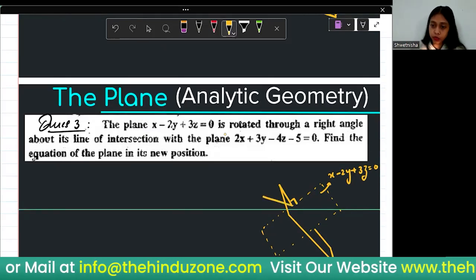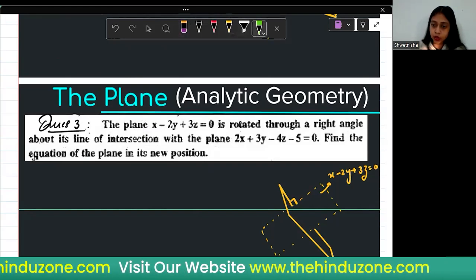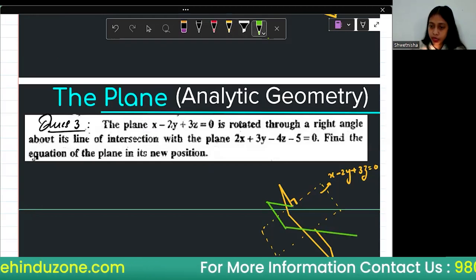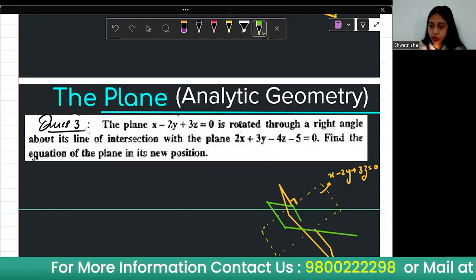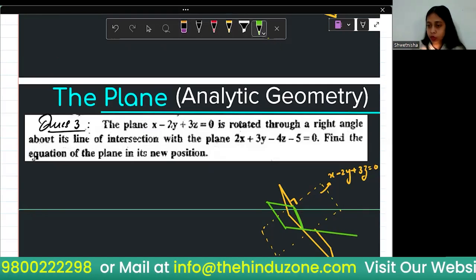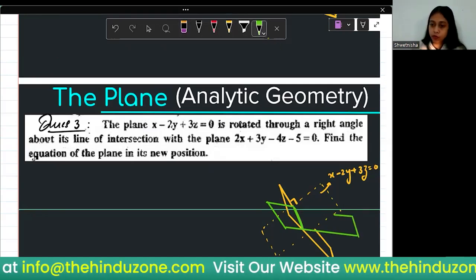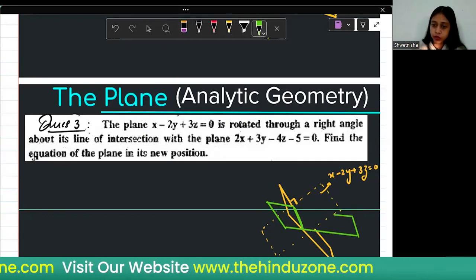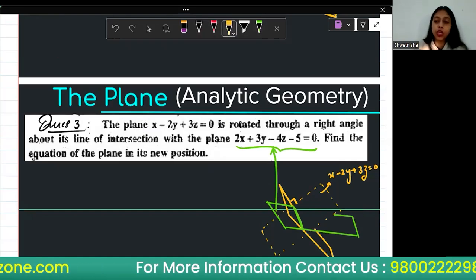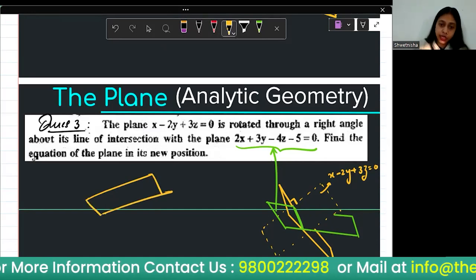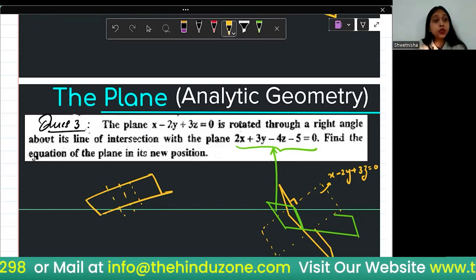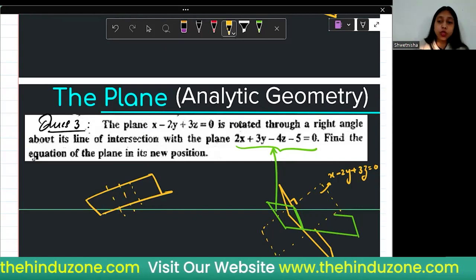So we have another plane. And that is the line of intersection. This is the complete plane. This plane is this one. Find the equation of the plane in its new position. Okay. So see, if there is a plane, I can rotate it about this line, about this line, about this line. So that's why they are specifying about which line it is rotated. It is rotated about the line of intersection with this given plane.